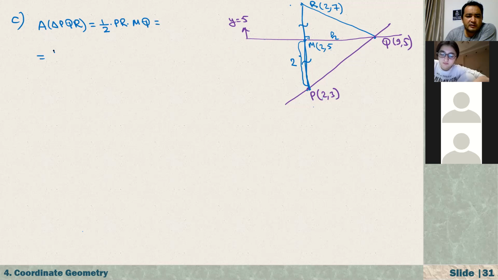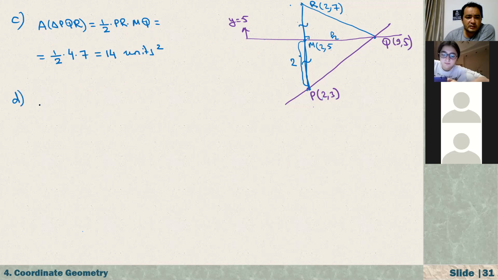Now we should just substitute the values of these variables. What is PR? We know that PR is 2, so that's equal to 4 times, how about MQ? MQ is equal to 9 minus 2, that's equal to 7. So that's equal to 14 units squared. That's the area of this triangle.